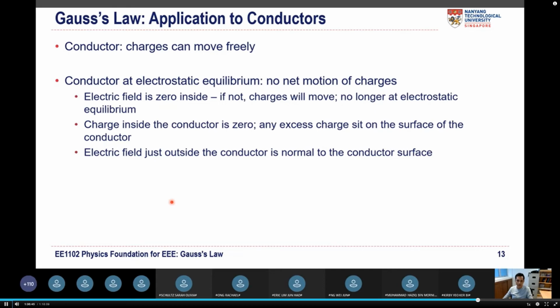And for that reason, the electric field just outside the conductor is going to be normal to the conductor surface. So if our conductor surface is flat like that, and we have any net charge on the conductor, the electric field is going to be pointing at 90 degrees. And if we have some arbitrary shape, at each small section of it, the electric field is going to be normal to that part there.